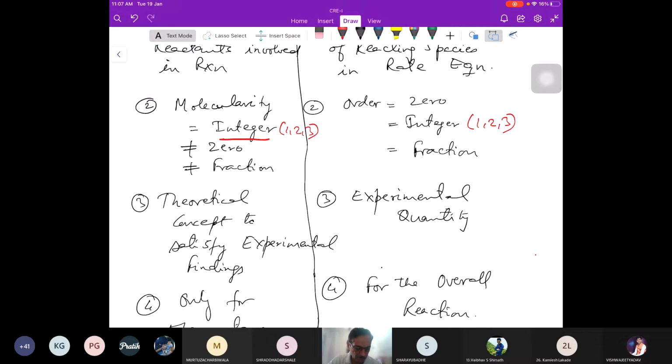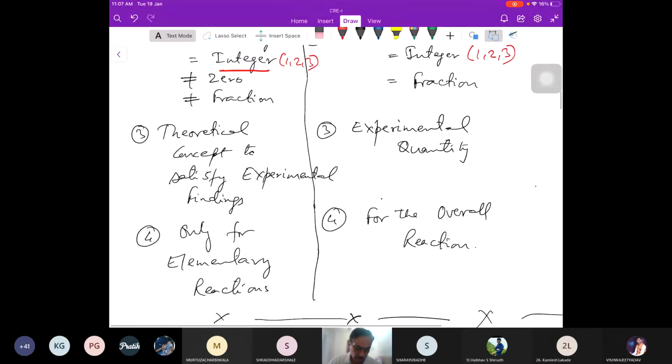And the third comparison is, molecularity is a theoretical concept to satisfy experimental findings. Experiment से जो order मिलता है उसको satisfy करने के लिए हम theory propose करते हैं, so that we can get the same rate equation. And order is an experimental quantity. And molecularity is only for elementary reactions, and order is for all reactions. That is, the overall reaction. It may be elementary, it may be non-elementary.